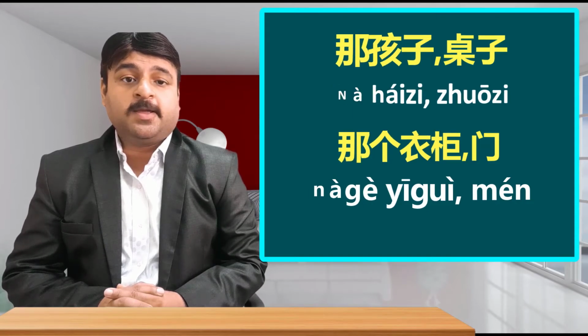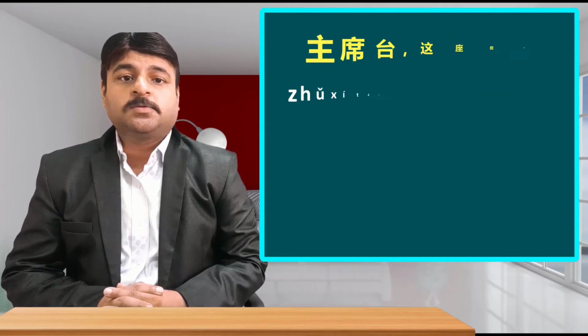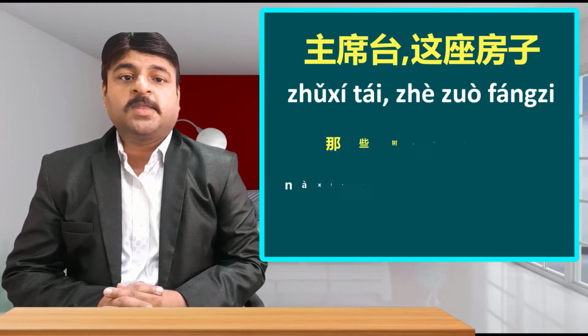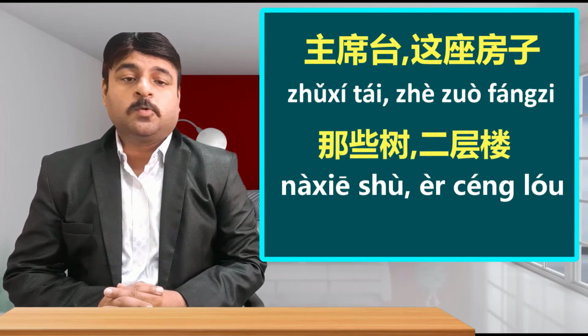Replace the words and make new sentences. 主席台, rostrum or pavilion. 这座房子, this house. 那些树, those trees. 二层楼, second story building: 层 is story, 楼 is building. That tree is as high as a second story building.